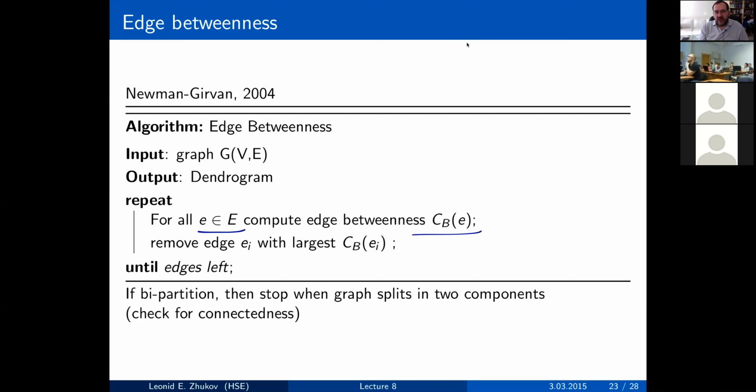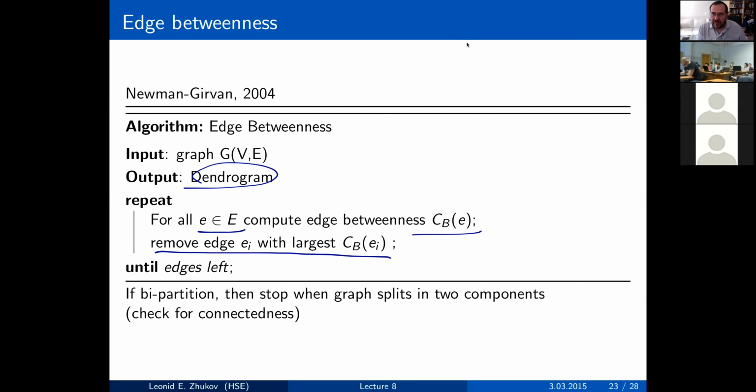Okay, so the idea is very simple. For every edge, we compute edge betweenness. And then we remove the edge with the largest betweenness. And we do it until no edge is left, right? That will create a dendrogram or a tree, very similar to hierarchical clustering in nature.